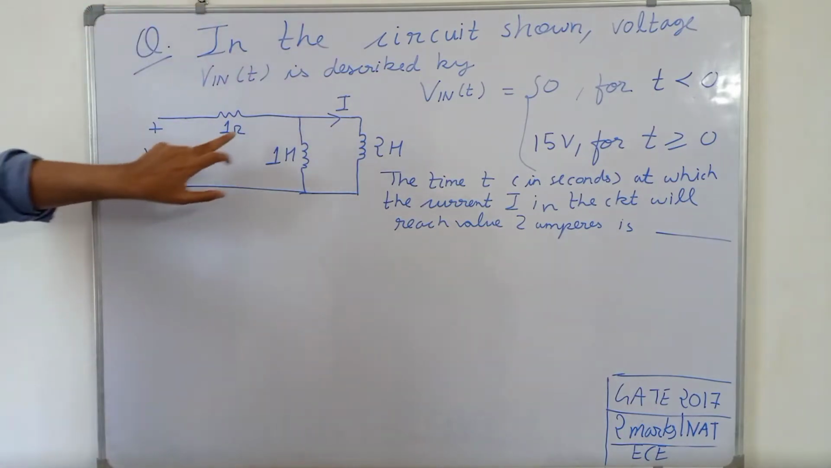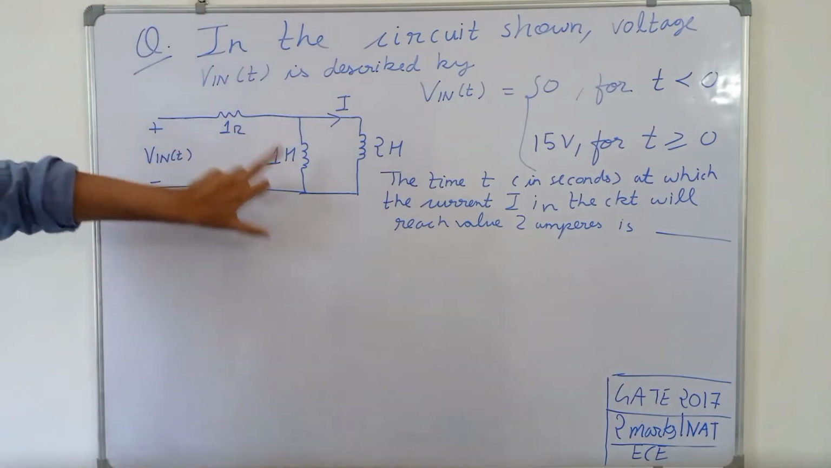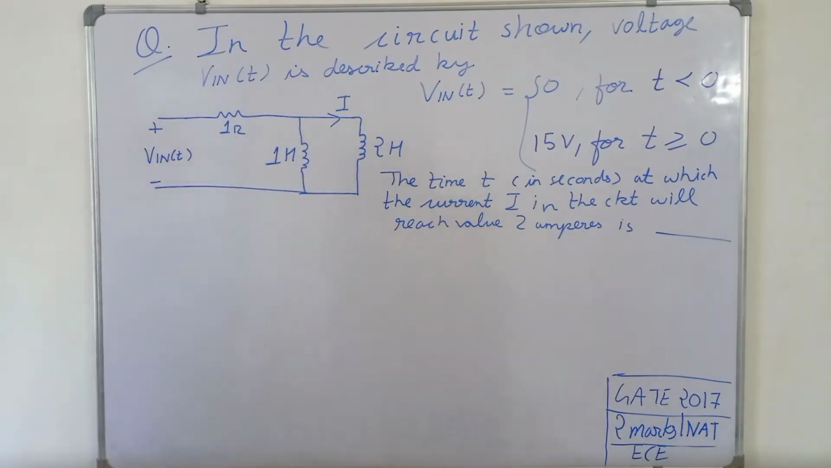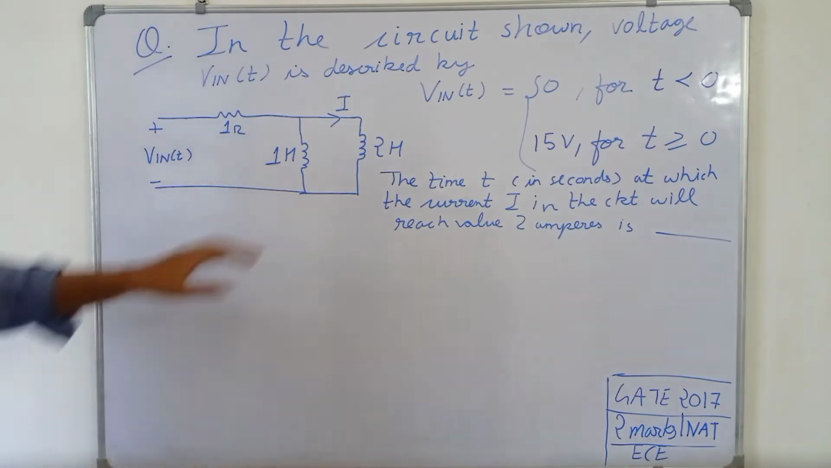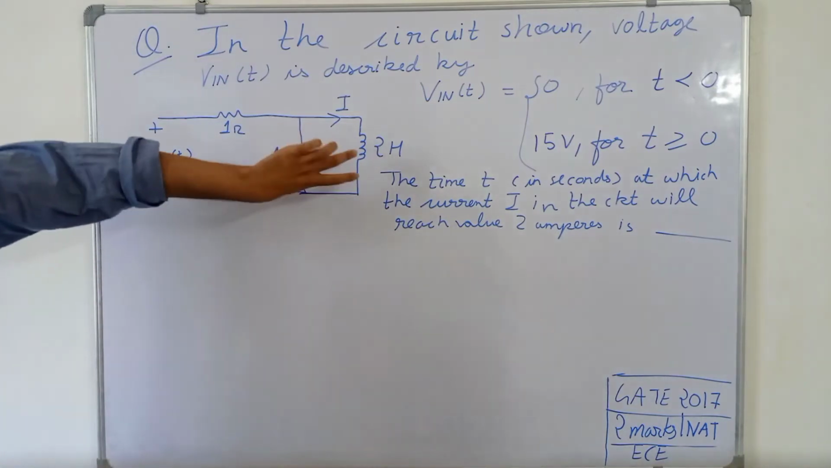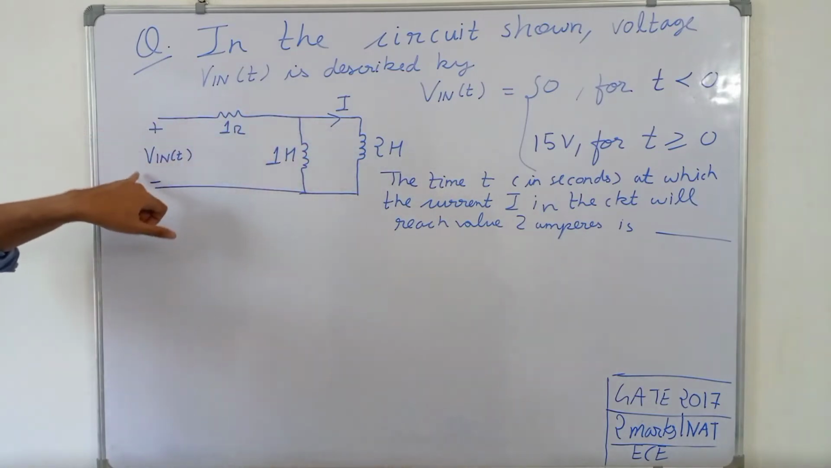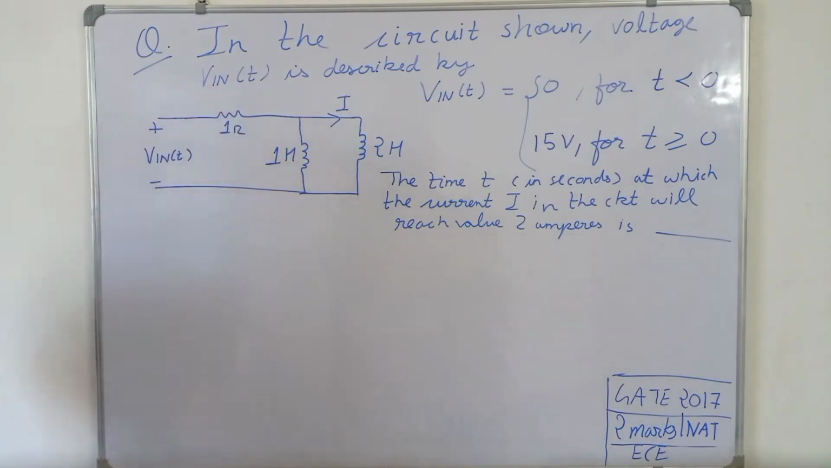This is voltage V in, this is resistance 1 ohm. Two inductors are connected in parallel, and these two inductors are connected in series with the voltage source and the resistance. So this is a series RL circuit.